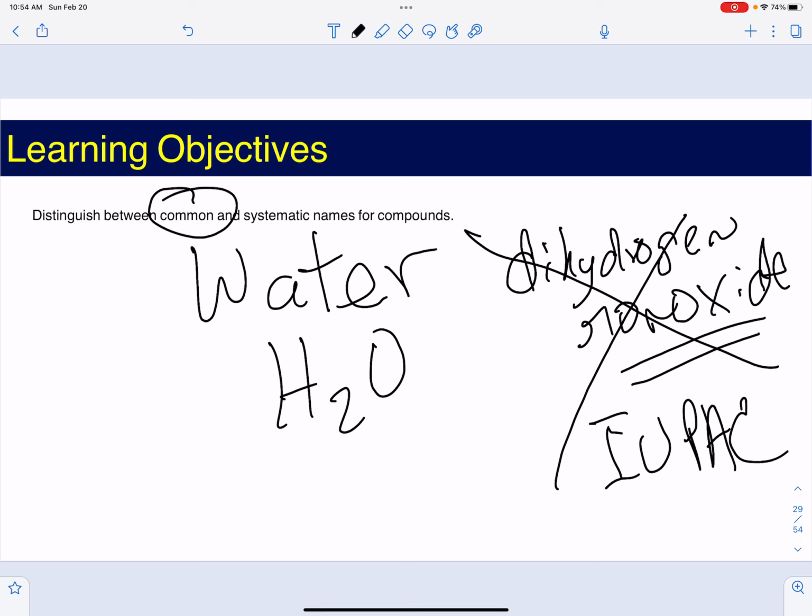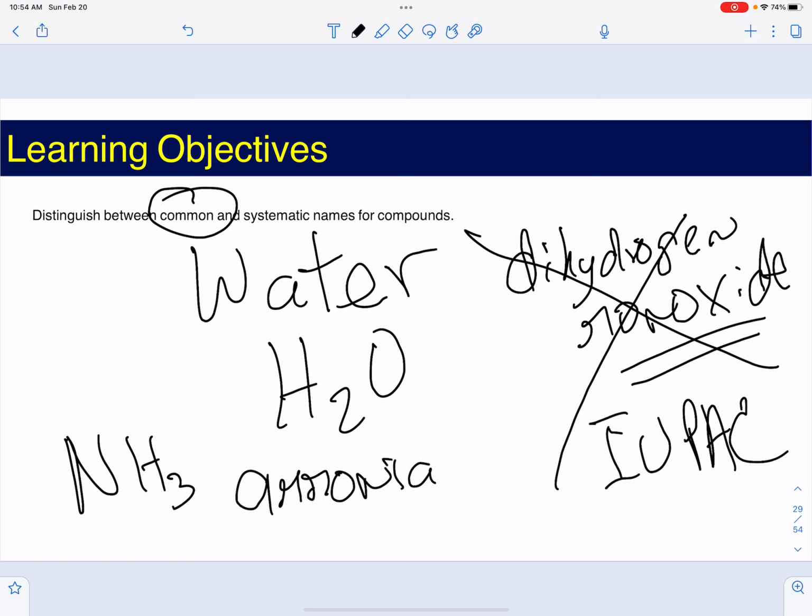So water is H2O, and NH3, which very soon you will know that we call ammonia. We do not call it using the IUPAC system. That's the difference between the common names and the systematic names.